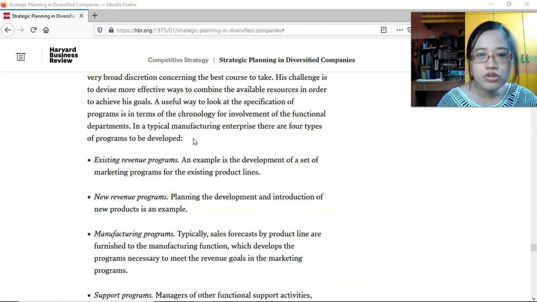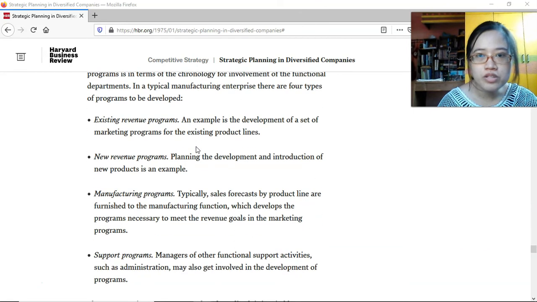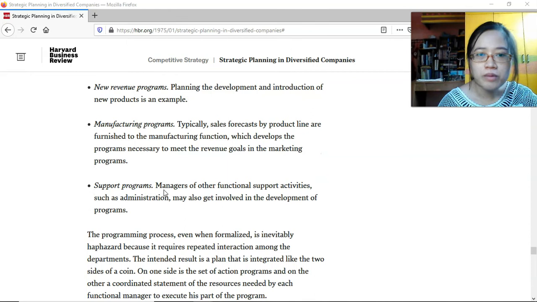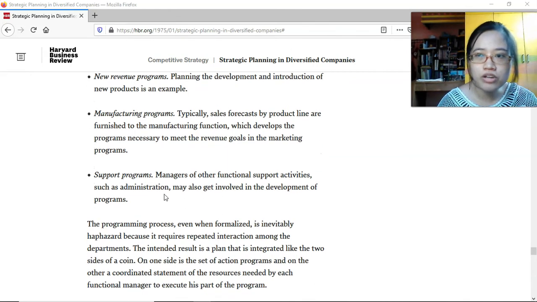In a typical manufacturing enterprise, there are 4 types of programs to be developed. Existing revenue programs, development of a set of marketing programs for the existing product lines, new revenue programs, development and introduction of new product. Manufacturing programs, sales forecasts by product line are furnished to the manufacturing function, which develops the programs necessary to meet the revenue goals in the marketing programs. Okay, so kumbaga may coordination between the functional areas and the division.